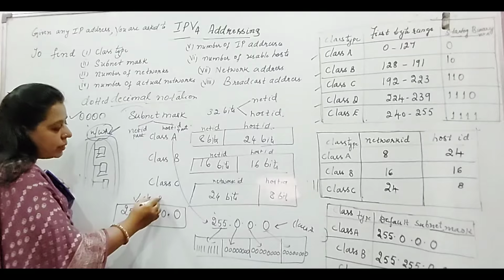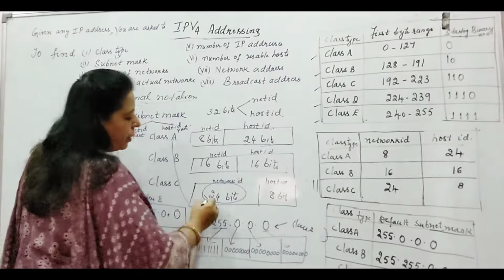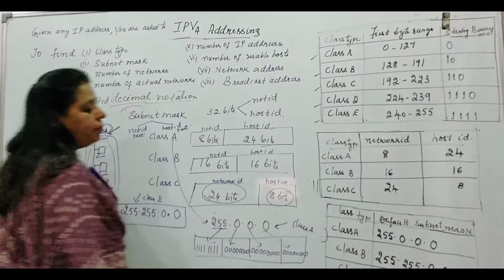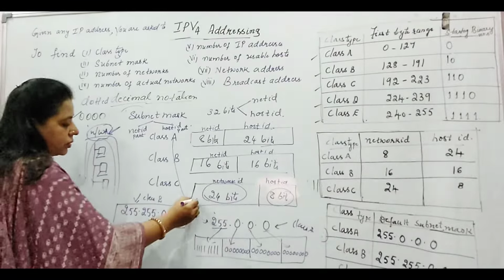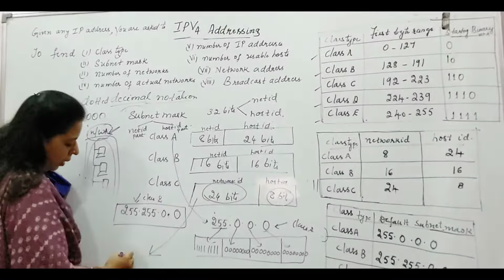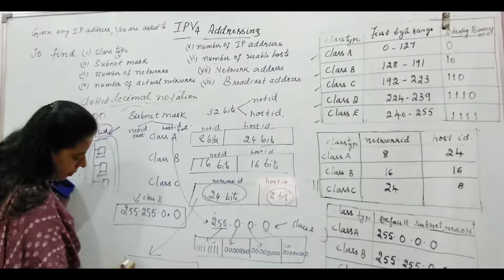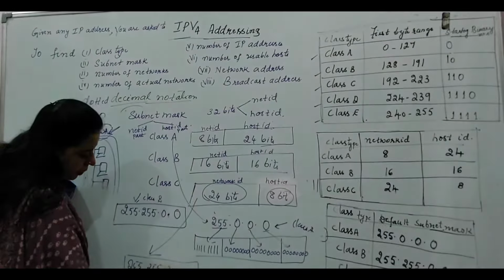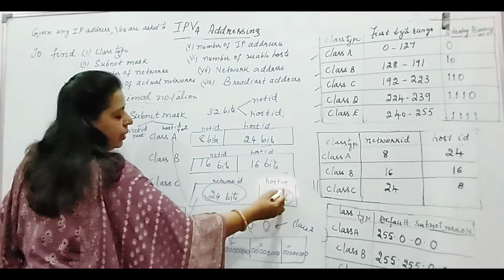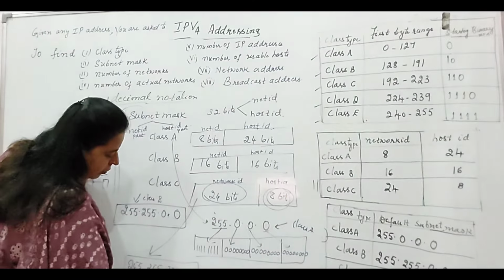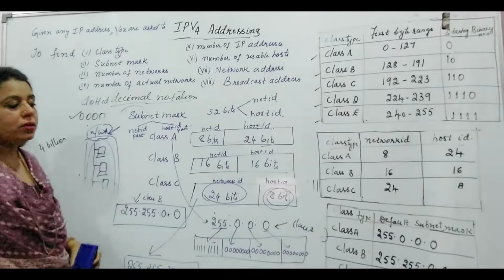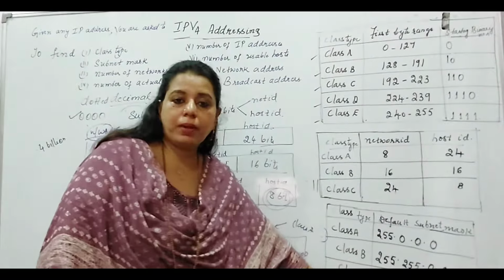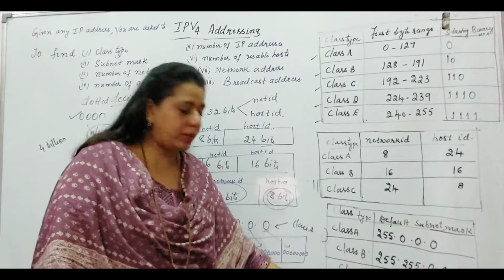And what about class C? Class C has 24 bits for the network part and 8 bits for the host part. So that means for class C, 3 octets will be 255, 255, 255, which is representing the network part, and the host part, as I said, will be denoted with zeros. So this is how the default subnet mask for each of the classes will be mentioned here.